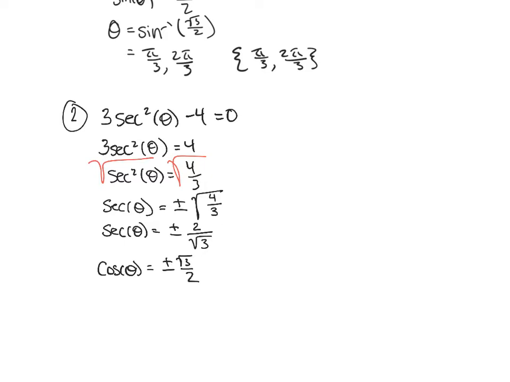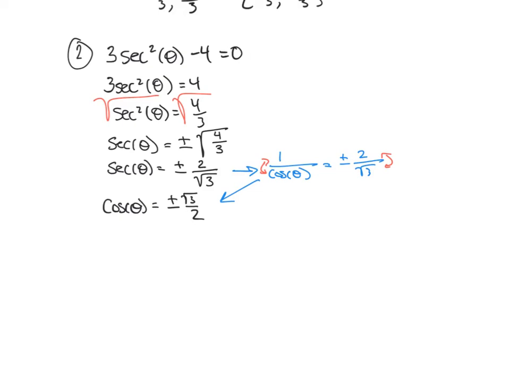If you want, you can put an in-between step where you have 1 over cosine of theta is equal to positive negative 2 over square root of 3. And you can flip those, and that's just going to bring you back to here. So again, you can include that step if that makes more sense to you. However, I'm okay if you just go straight from secant to cosine. But once we're here, again, I like to write these out as 2 separate equations so that I can keep track.